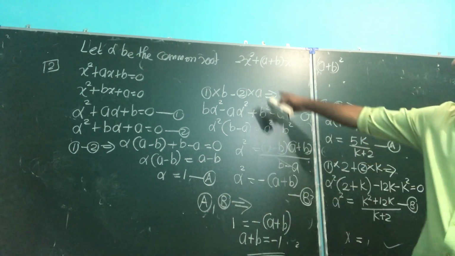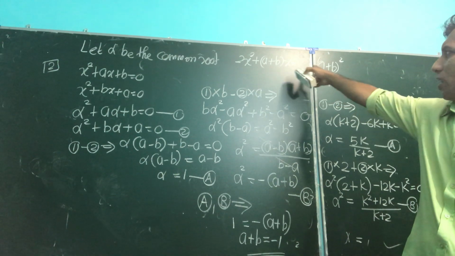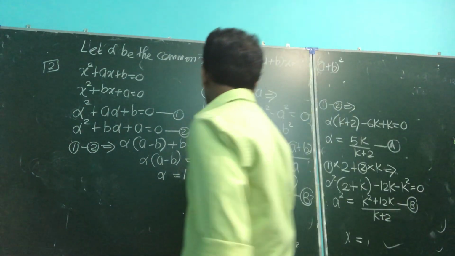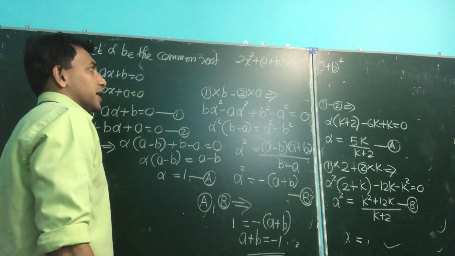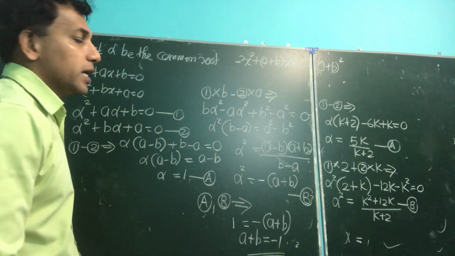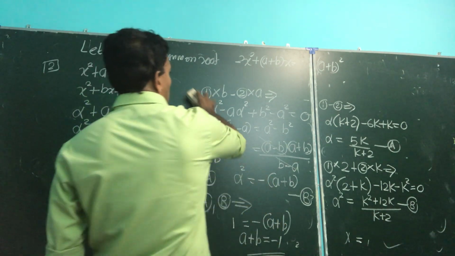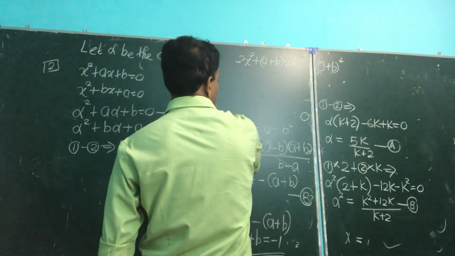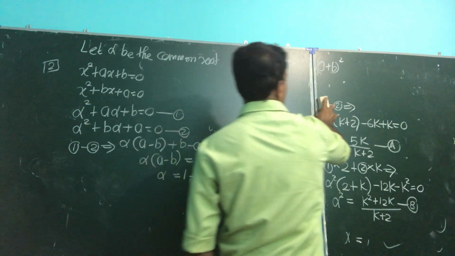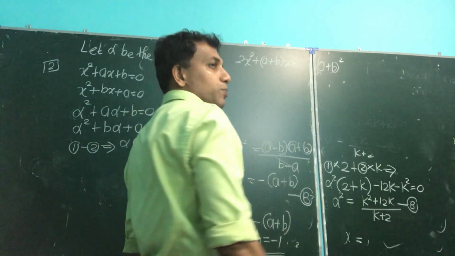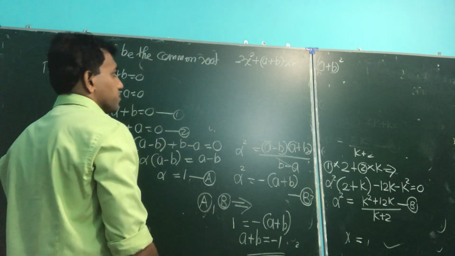Now that is an additional problem. That's an extra problem. Solve this quadratic equation: 2x square plus (a plus b) into x equals (a plus b) all square. Then put a plus b equal to minus 1. Put a plus b equal to minus 1.